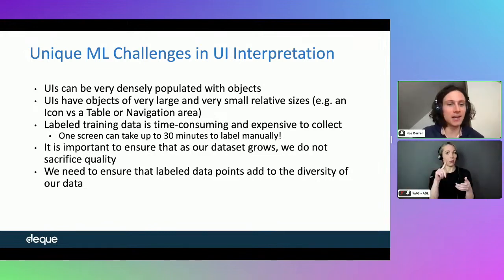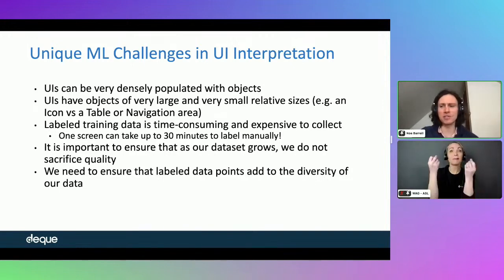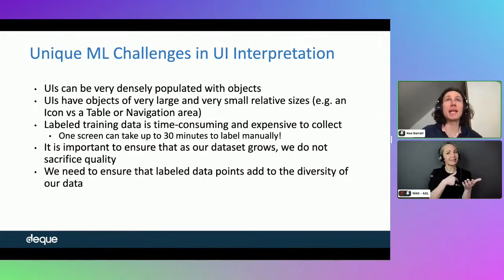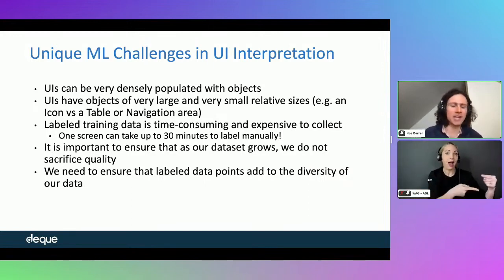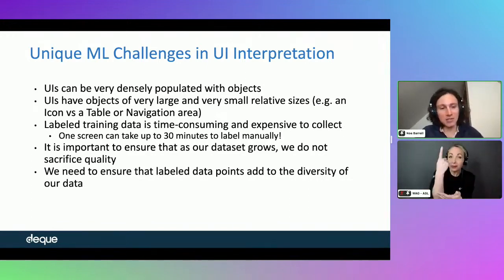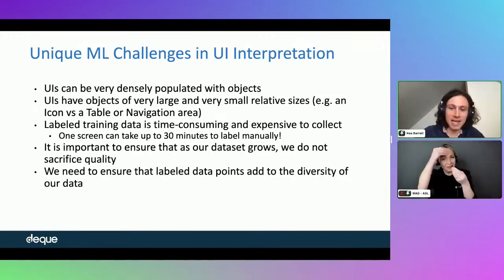And then there's the challenge of the data. Like I said, all of the data that is out there for user interfaces or for the web is not made with accessibility in mind. And it actually is going to hurt your detection capabilities if you tried to train on any of that. And so we had to collect our own data. And we also need to ensure that the data is labeled manually by humans that are trained in user interface semantics. And so labeled training data can actually be quite time consuming and expensive to collect because of how many objects can be on a page and how big pages can be. One screen can take up to 30 minutes for one of our experts to label manually. And so it's taken many years to grow our data set to the size that it is.